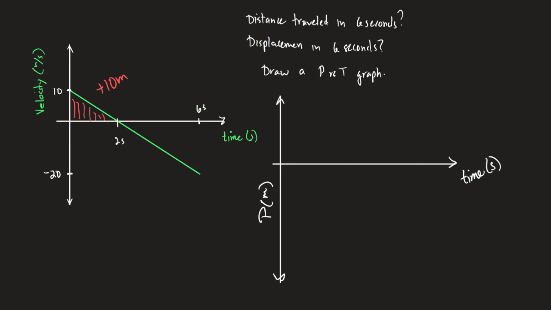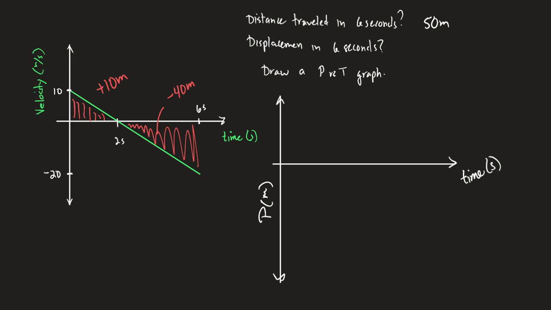The next area is here. That's the next area, which has got a base of 4 seconds, not 6 seconds. Right, 2 to 6 is 4 seconds. So 1/2 times 4 times 20 gives me negative 40 meters. So my object moved forwards 10 meters and backwards 40 meters. That's a total distance traveled of 50 meters.